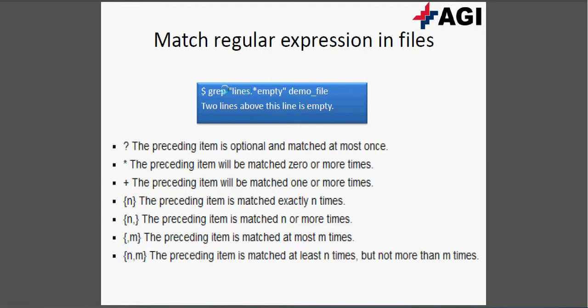As shown in this example over here, I have used grep followed by the regular expression, which is the asterisk. Here the pattern indicates that I'm looking for lines that end with the word empty. So it has found a line which contains that pattern.